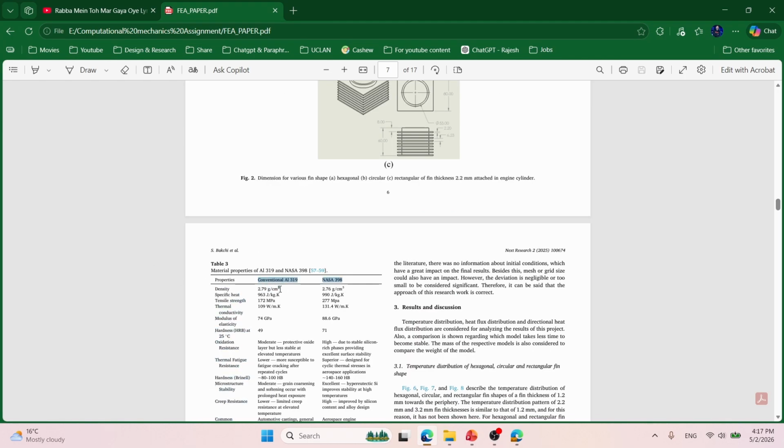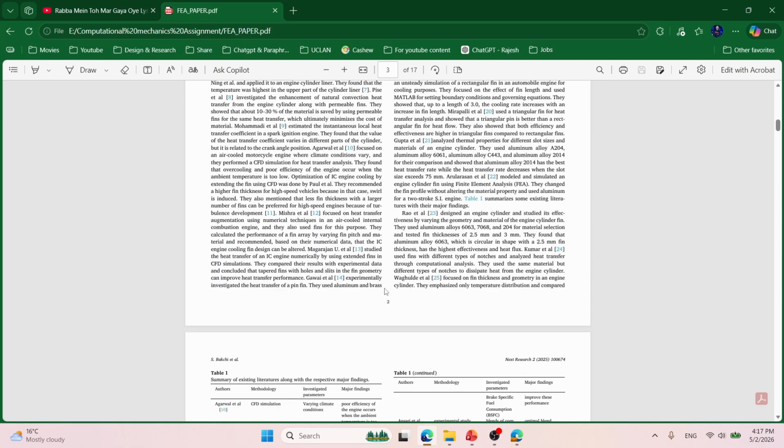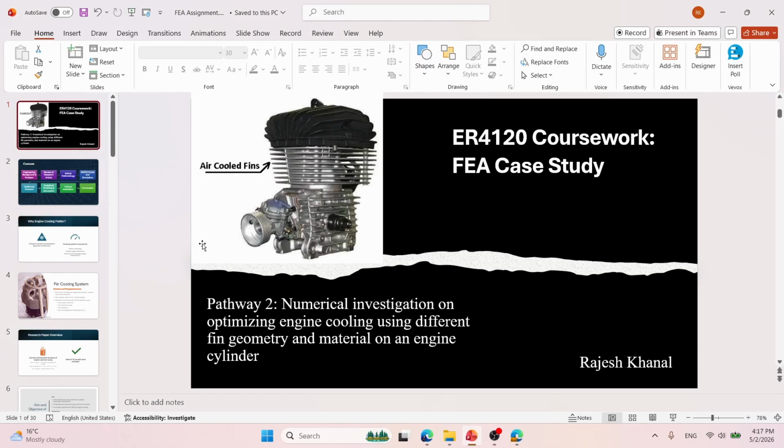And I used two materials. This is the dimension, this is the material, and this is the paper. Okay, let's go through our presentation.